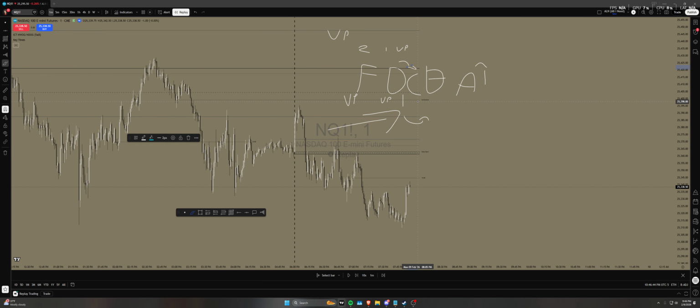Volume profile with two confluences is going to be classified as a C setup.